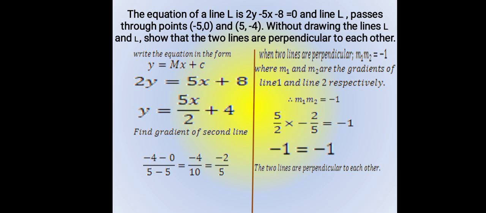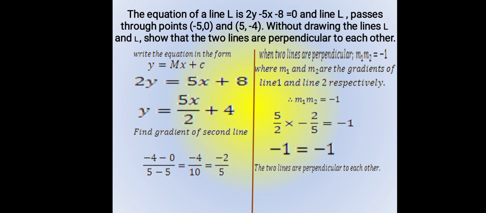The equation of a line L1 is 2y minus 5x minus 8 is equal to 0. And the line L2 passes through the points (negative 5, 0) and (5, negative 4). Without drawing the lines L1 and L2, show that the two lines are perpendicular to each other.